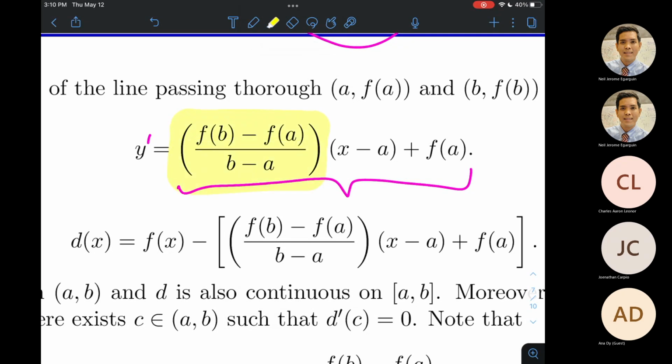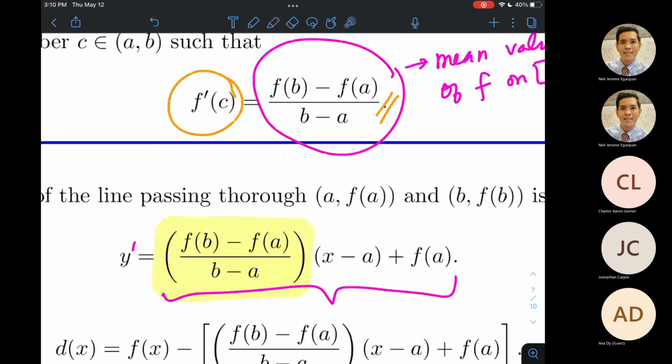Okay? Tapos, yan yung gusto ko rito. Yan yung gusto kong maging function value ng derivative. Tapos, ito na yung derivative ni y. Okay. So, ang gagawin ko ngayon, dahil gusto kong ito yung maging value ni f prime, okay, at the number c, then magdi-define ako ng isang auxiliary function.